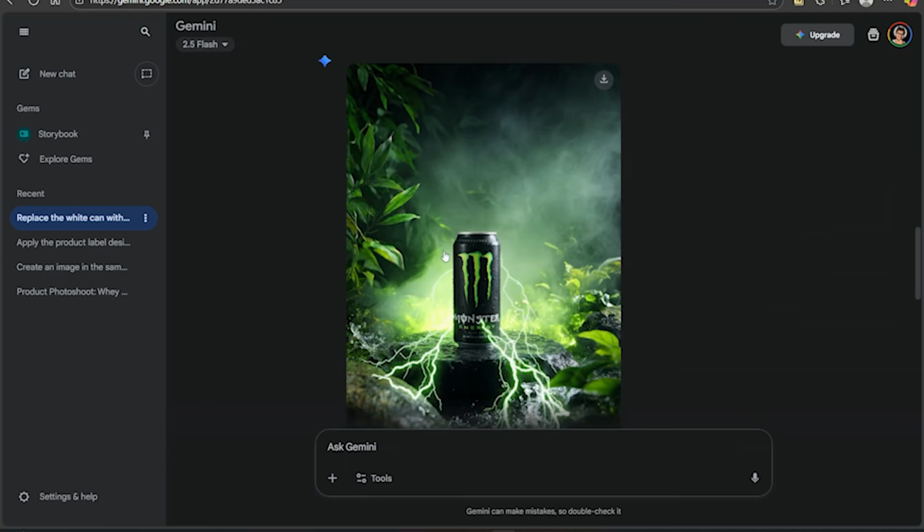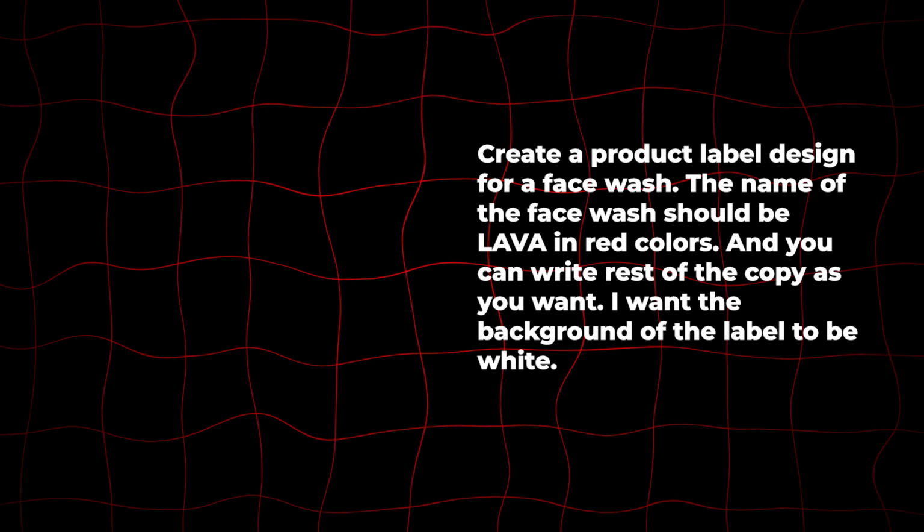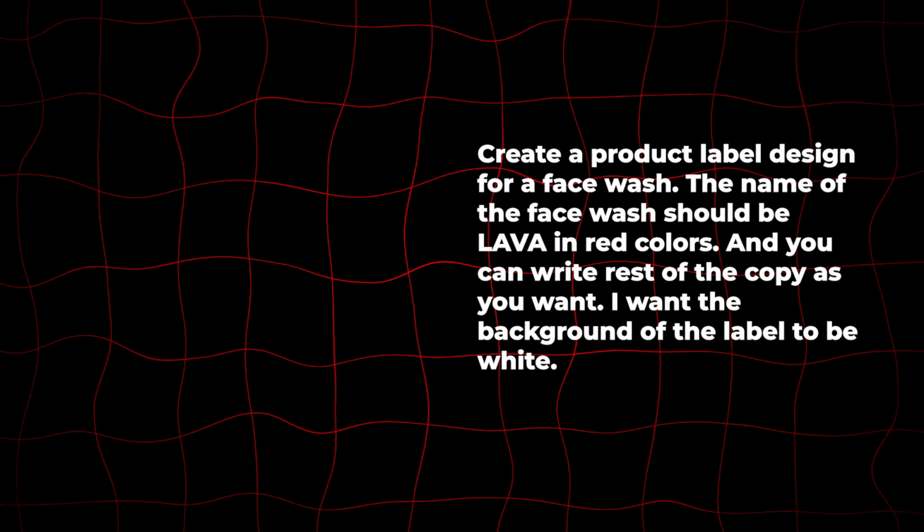Now, lastly, what I wanted to do was use all of my subscription power and create an image. Pretty crazy idea, as you can see. So the first thing that I did was generate this image from Midjourney. Took me some one or two tries, and then I went to ChatGPT and prompted this: create a product label design for a face wash. The name of the face wash should be Lava in red colors, and you can write the rest of the copy as you want, because I am lazy, and I want the background label to be white. And it gave me this, as you can see, a pretty good image to be used.